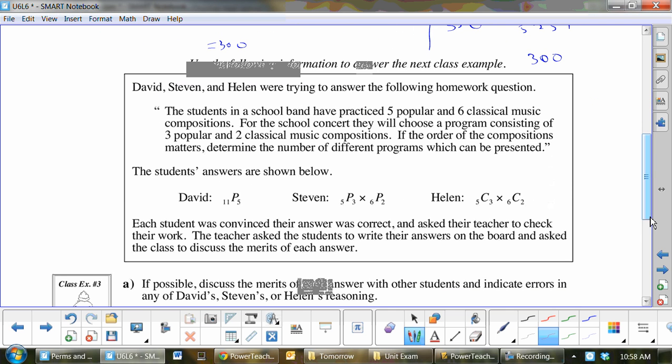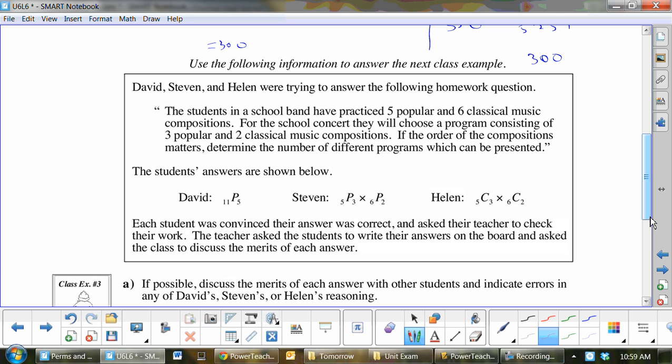Now, we've got David, Stephen, and Helen. They're trying to answer this question in the homework. The students in a school band have practiced 5 pop and 6 classical music compositions. For the school concert, they will choose a program consisting of 3 popular and 2 classical music compositions. If the order of the compositions matters, determine the number of different programs which can be presented.